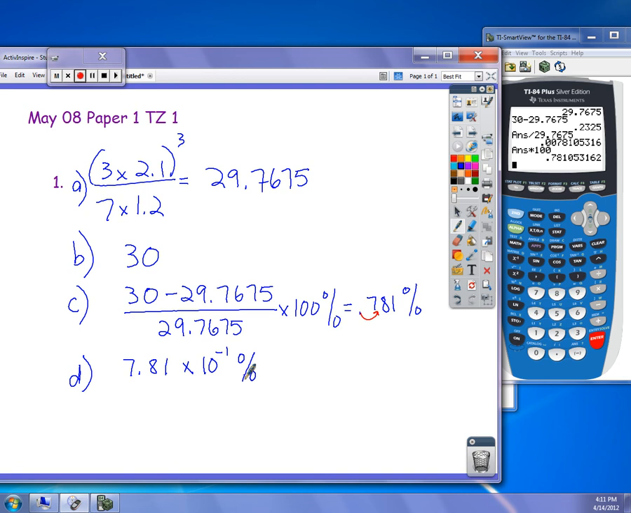Or you could write 0.781% as 0.00781. Move the decimal over 3 places and write your answer as 7.81 times 10 to the negative 3 without the percent sign.